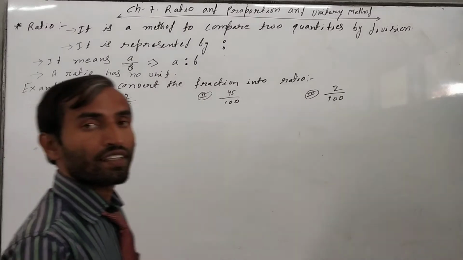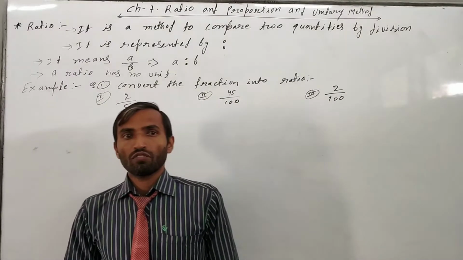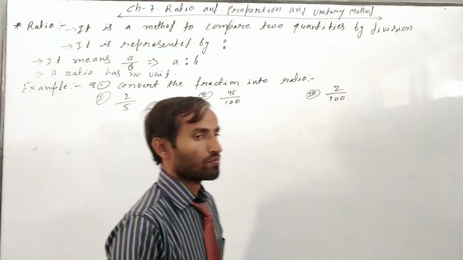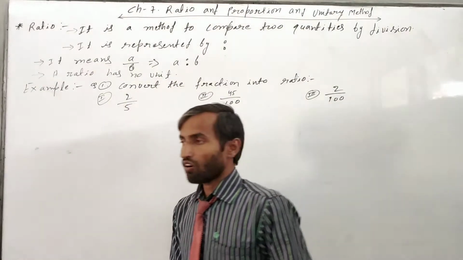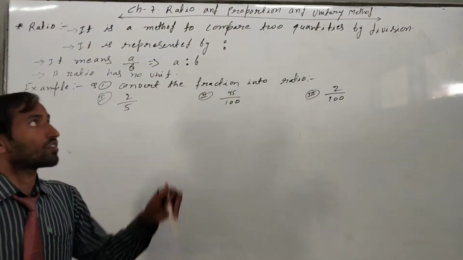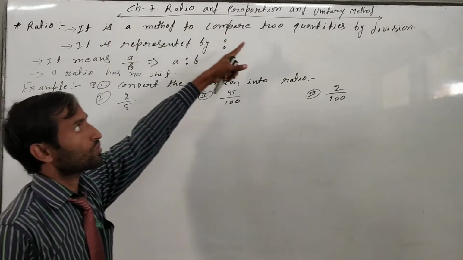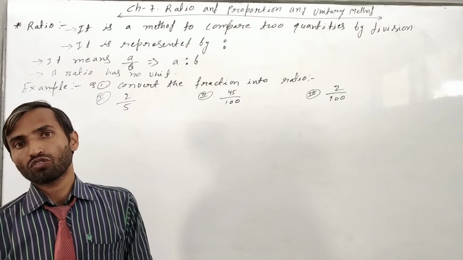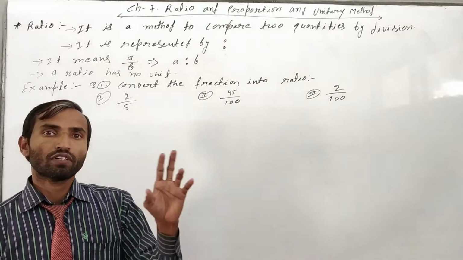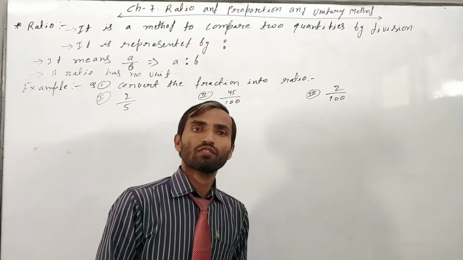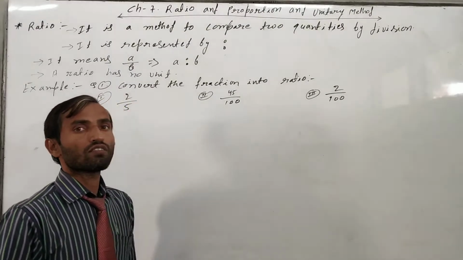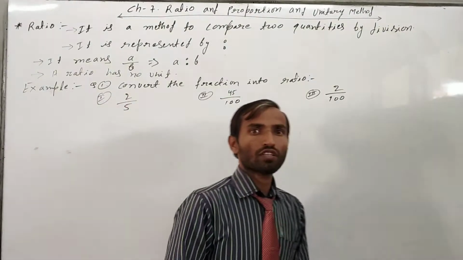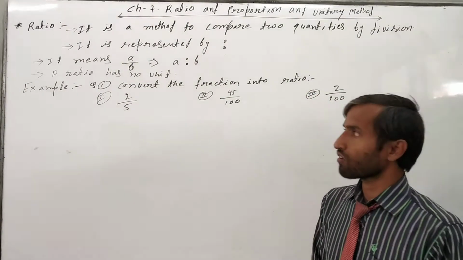Hello students. In the previous class I explained linear equations, that is chapter number 6. Now we have to start the next chapter, chapter 7, ratio and proportion, unitary method. Chapters 5 and 6 were both based on algebra only, where variables and constants are there, and we have to simplify, add and subtract algebraic expressions, and we have already solved linear equations.